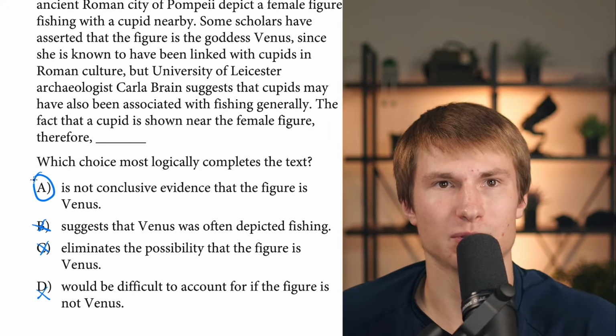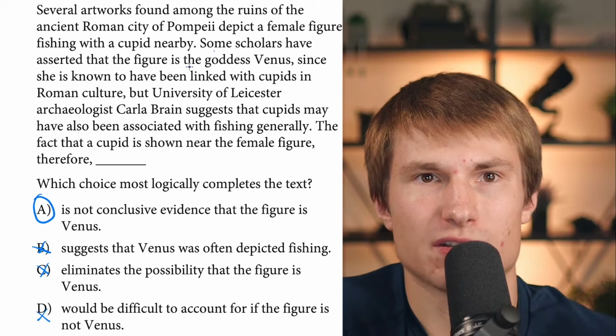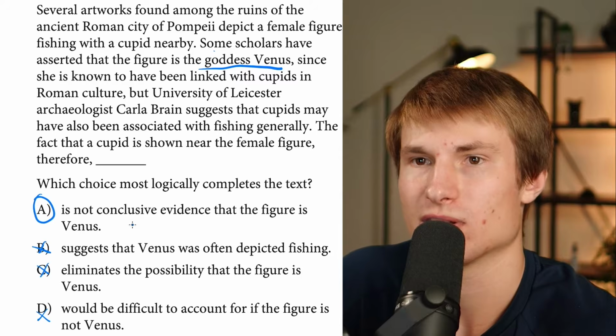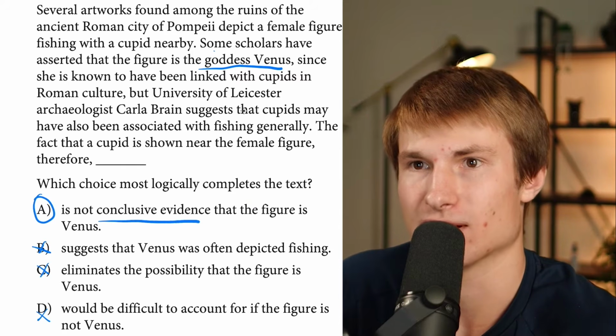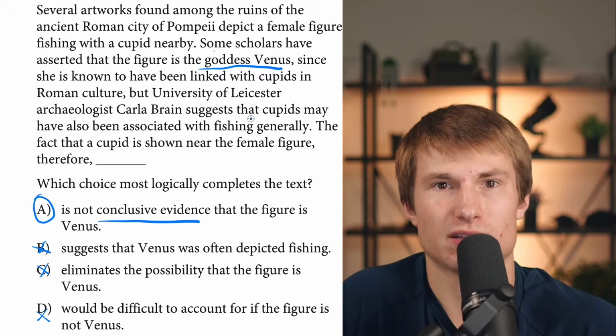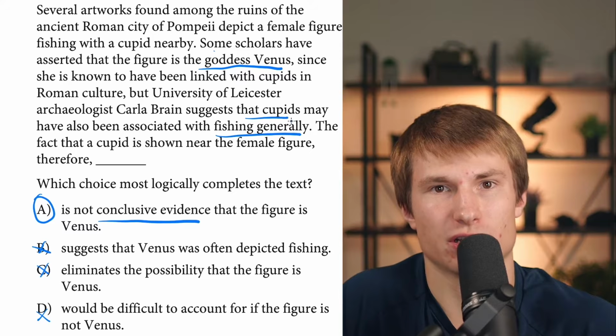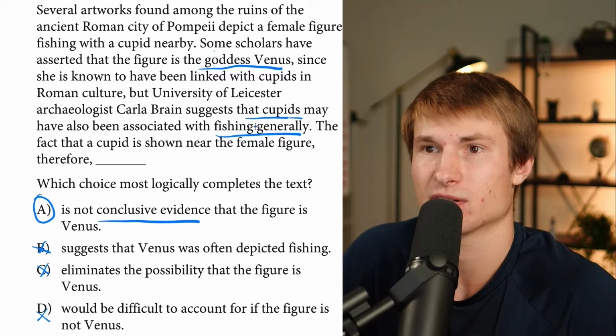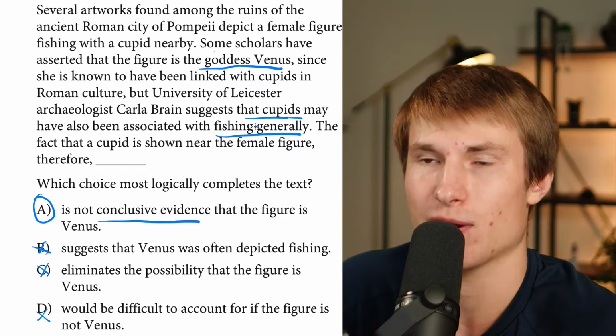Okay, if we go up, we ultimately state that some scholars have asserted the figure is the goddess Venus since she is known to have been linked with cupids. Well, we wouldn't say that that's conclusive evidence that the figure is Venus, specifically because we state that cupids are generally associated with fishing. Therefore, you could have a cupid there and have someone who is not Venus there just because cupids are associated with fishing. So A would have to be the answer there.